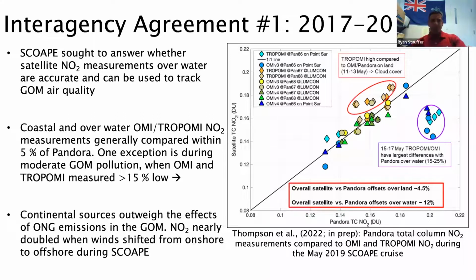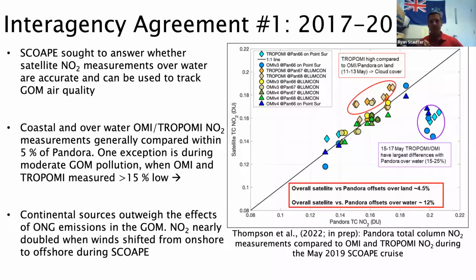So you can see our evaluation of the Pandora total column NO2 on the x-axis there. And then on the y-axis is the satellite total column NO2, either from OMI or TROPOMI, and there are different versions of the data here, but basically all you need to take away from this is that during most of the cruise and most of the time that we were down there in May of 2019, the NO2 between the satellite and the Pandora ground-based instruments agreed quite well, typically within about 5%.